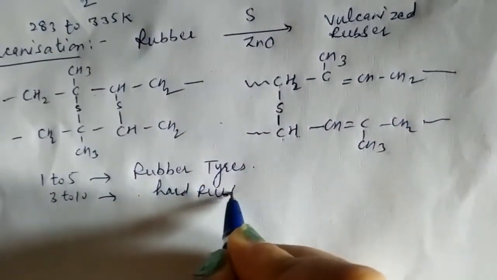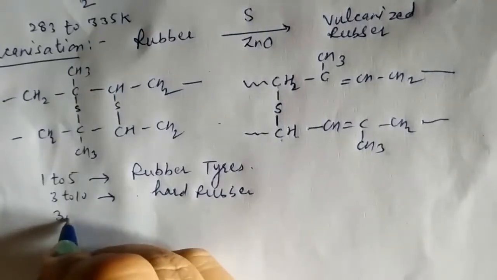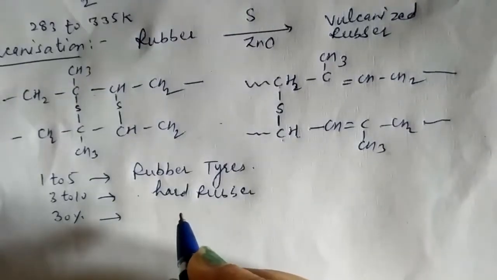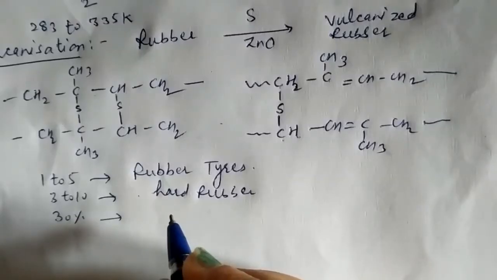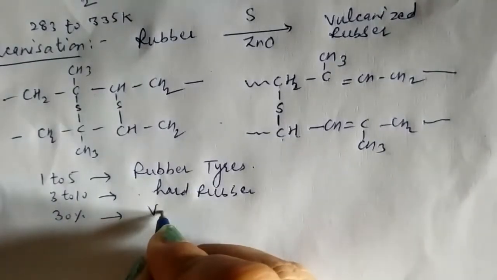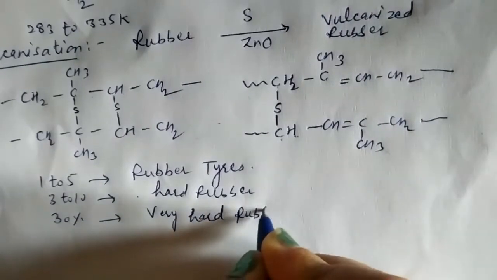But definitely, if this percentage further increases and it becomes up to 30%, meaning 20 to 30% sulfur, then it will be used in the form of plastic. That is, our batteries we are using at our home, they contain 20 to 30% of sulfur. So it becomes very hard rubber, which can be used as a plastic.